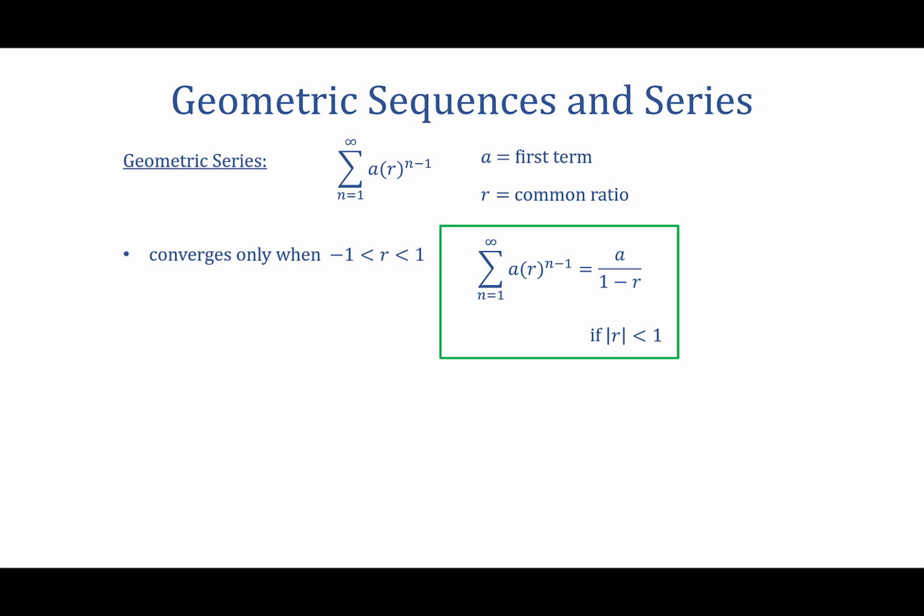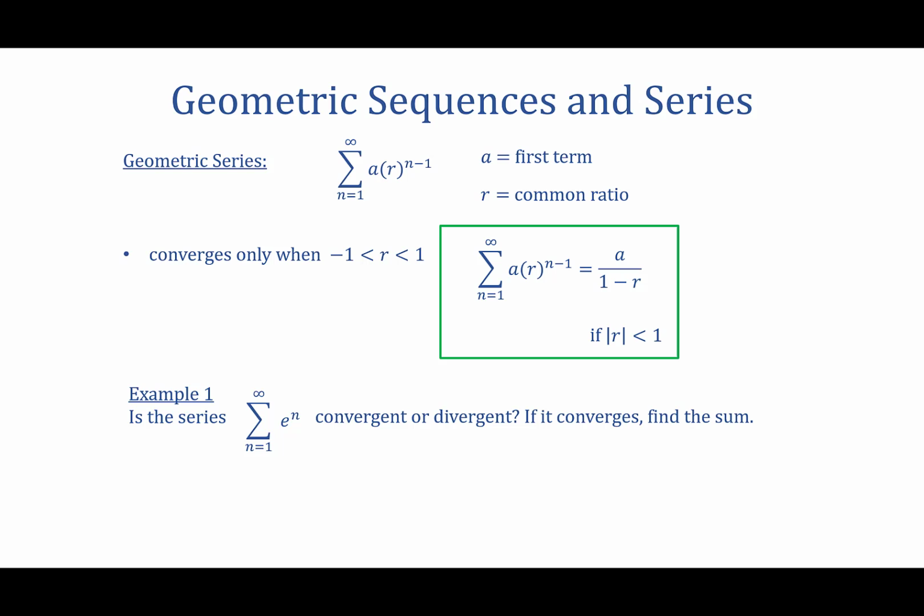If you have a geometric series and r is between -1 and 1, then you can calculate the sum. It's an infinite series, but you can calculate the sum. It's a over 1 minus r. So that's another thing that needs to go into your brain. Examples would be asking if a series is convergent or divergent, and if it converges, then find the sum.